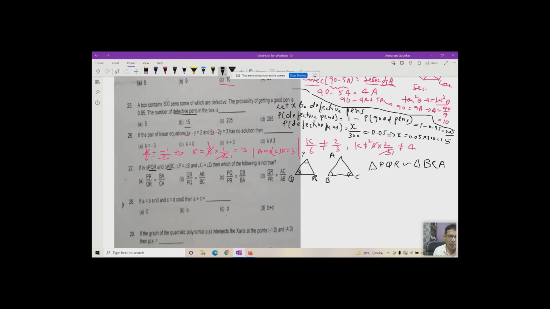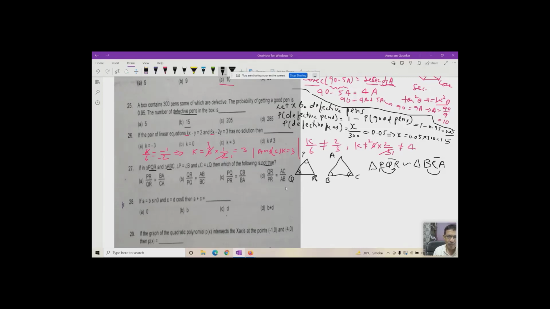And then you check PR upon QR. PR upon QR should be equal to BA divided by CA. It is there, BA divided by CA. So the first one is correct. So you have to identify which one is not true.